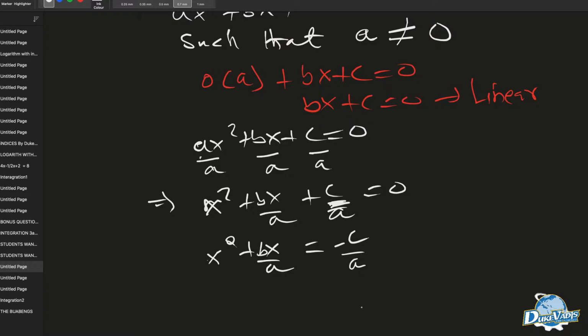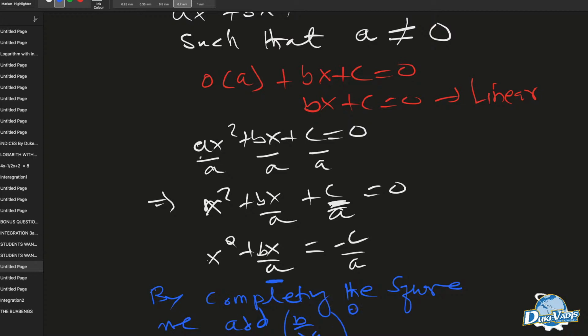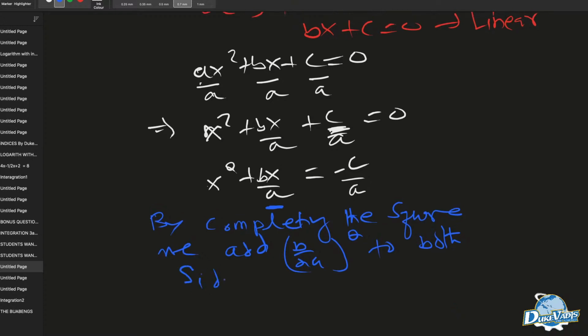But that is not the end. If we want to complete the square of this equation, then we need to halve the coefficient of x, square it, and add to both sides of the equation. So we say by completing the square, we add b over 2a squared to both sides of the equation.